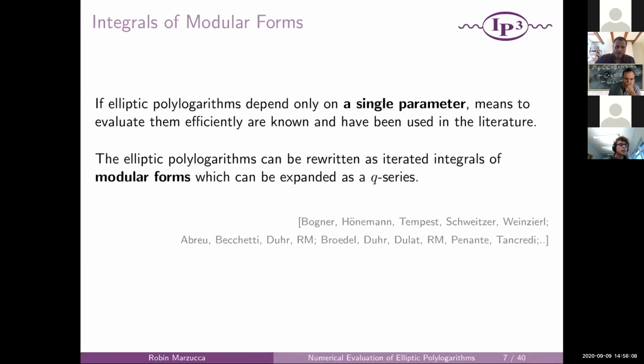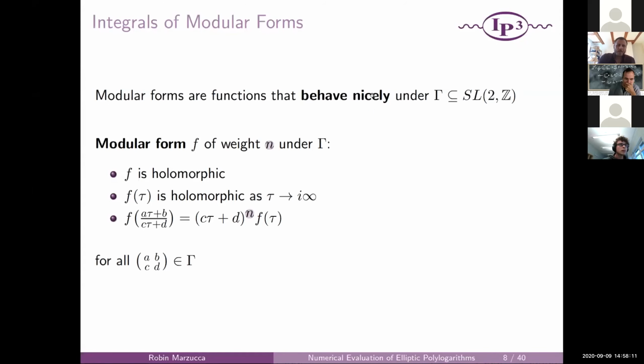First, I'll go a little bit into modular forms. A modular form is essentially a function that behaves nicely under modular transformations, so transformations in SL2(Z). What I mean by behaves nicely is the following. A modular form f of weight n is, first of all, a holomorphic function, also holomorphic as tau goes to i infinity, and it behaves in the following way under modular transformations: you get the factor (c tau + d) to the power of n, and this n is the weight of the modular form.